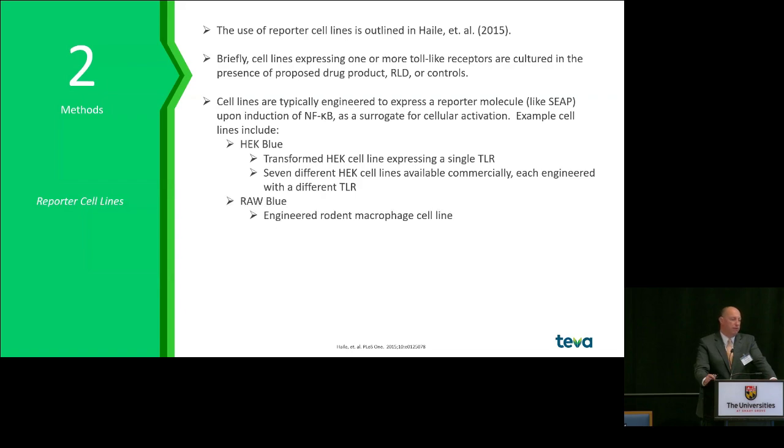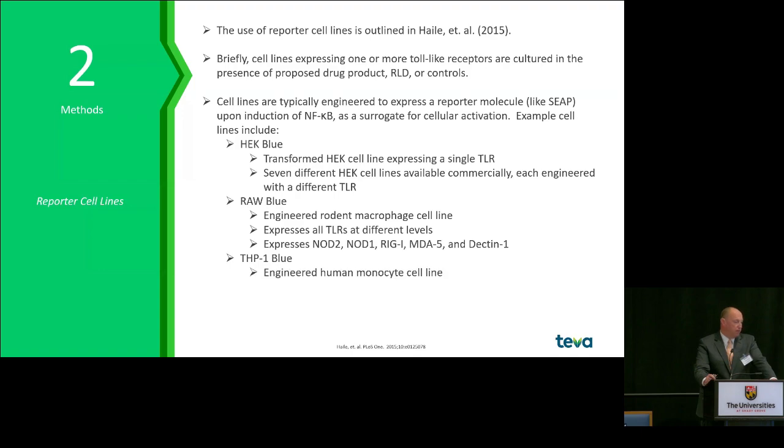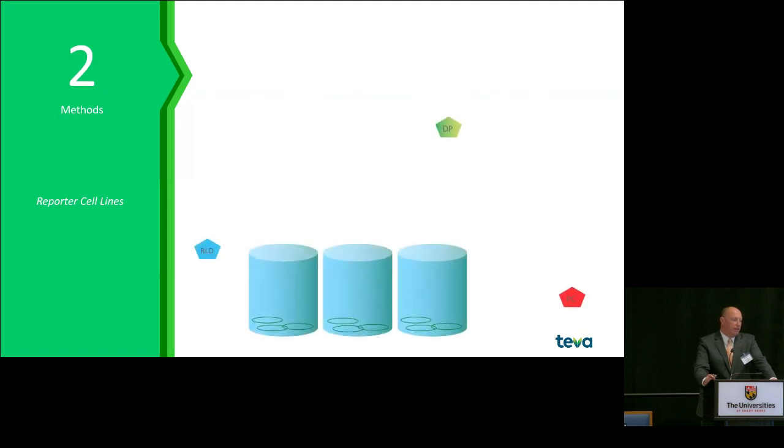There's RAW Blue, which is an engineered rodent macrophage cell line. This expresses all TLRs, but at different levels. And they also express NOD2, NOD1, RIG-I, MDA5, and Dectin-1. There's also THP-1 Blue, which is an engineered human monocyte cell line. They are shown to have variable activation with many TLRs, including TLR2, 4, 5, 7, 8, 9, NOD1, and NOD2. And so how do these assays work?